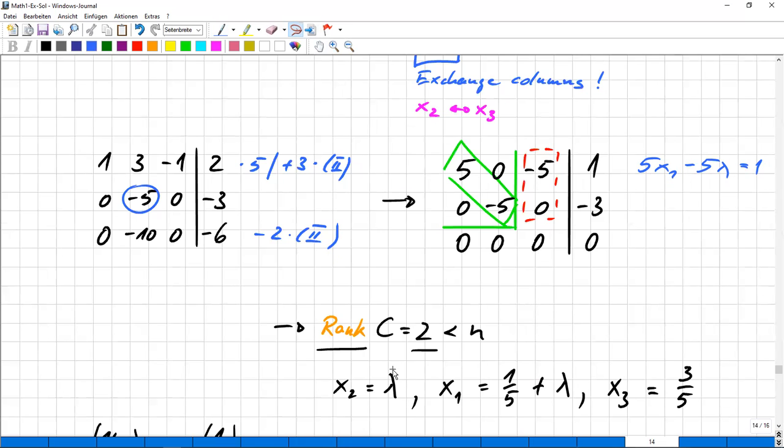And then finally, the third and last unknown corresponds to the second row now, and it reads 0 times x1 minus 5 times x3, remember, by exchange, and then equals minus 3. So dividing by minus 5, I get x3 equals 3/5. So this is constant, although we chose lambda for one of the variables freely.